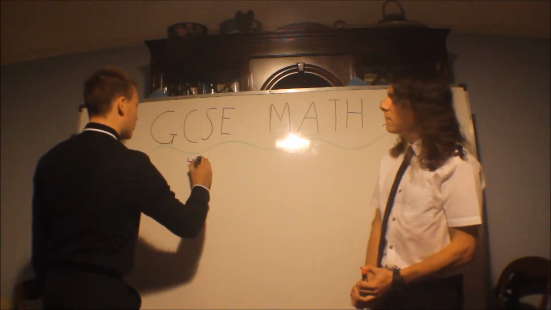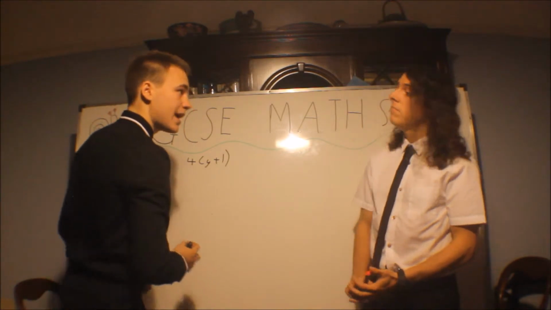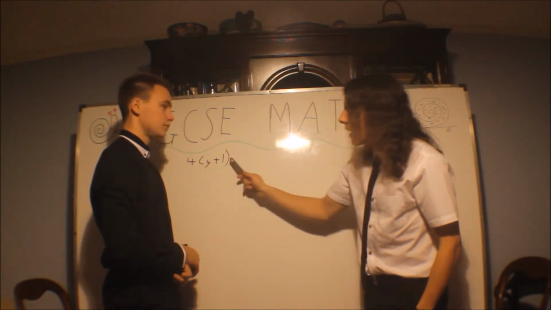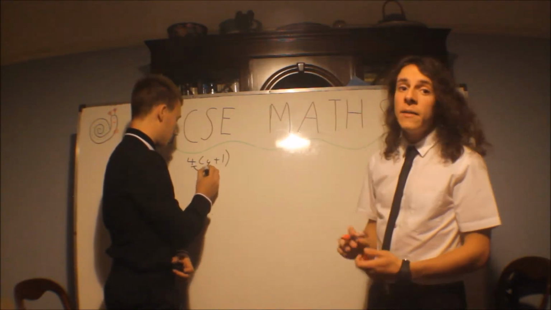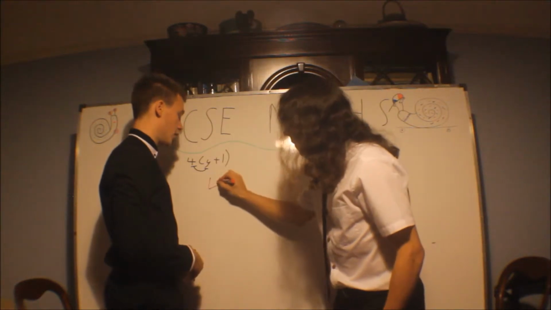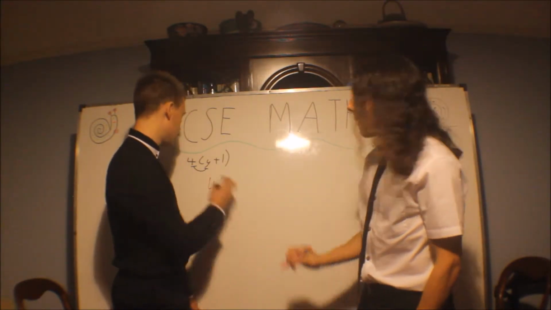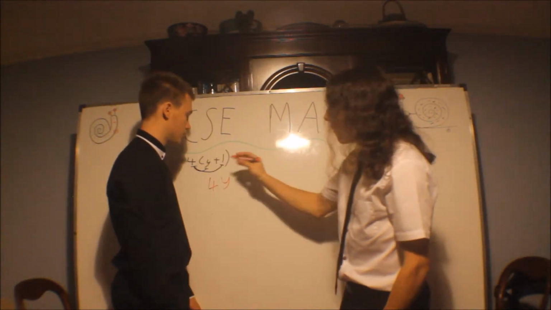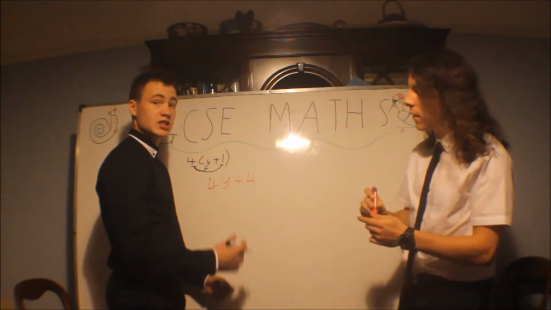So we have 4(y + 1). It's a nice easy one to expand. What you need to do is times everything inside the bracket by the thing outside the bracket. So 4 times y is 4y, remembering you can't mix those together because one's a number, one is an algebraic expression. And then times the other one by 4, which is 1, so it becomes 4 times 1, which is 4. So it becomes plus 4, and then you've expanded the brackets.